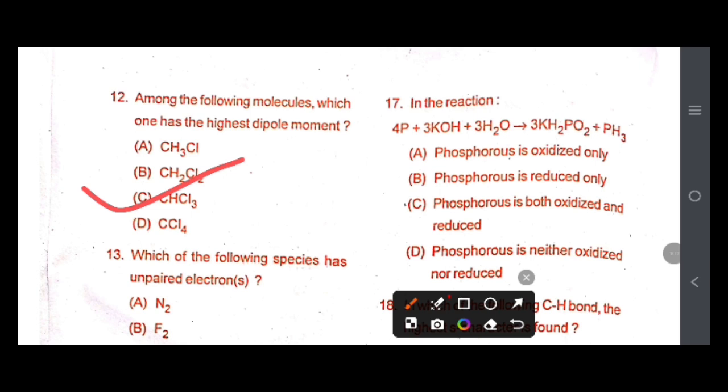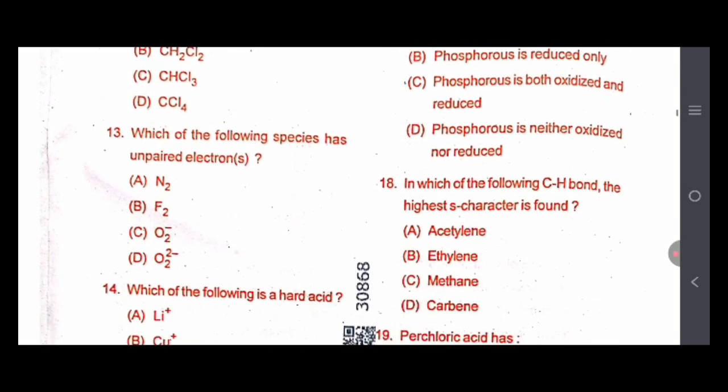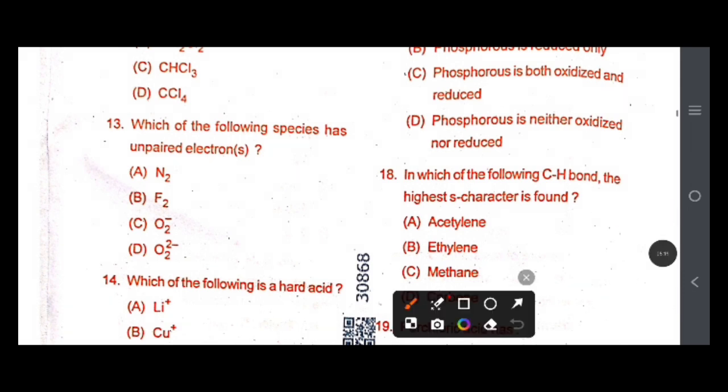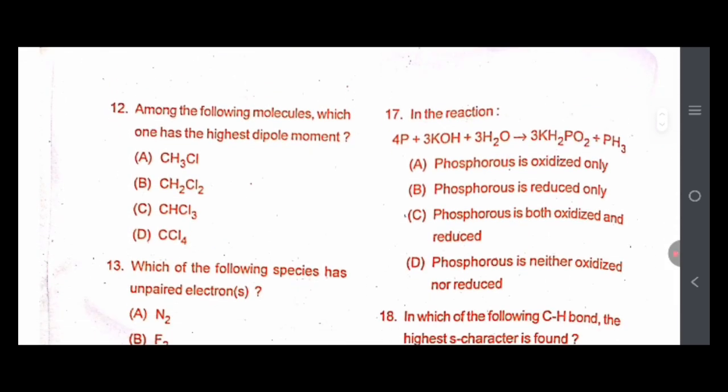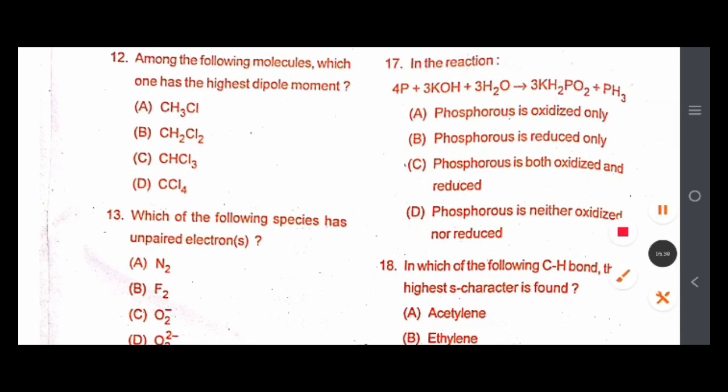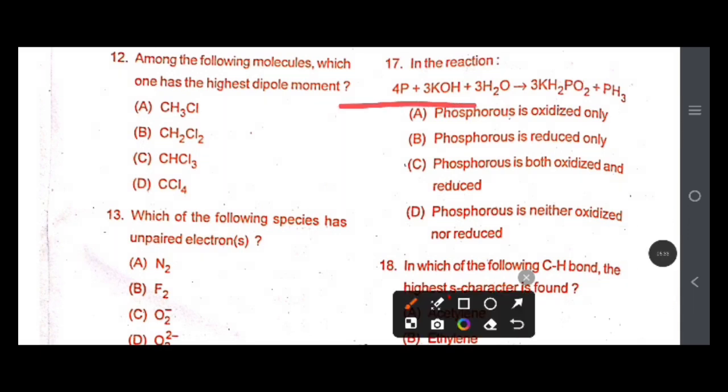Question 13, which of the following species has an unpaired electron? Correct answer is option C. Which of the following is a hard acid? Correct answer is option A. In this reaction, P4 plus 3KOH plus 3H2O gives 3KH2PO2 plus PH3, the correct answer is that phosphorus is both oxidized and reduced.